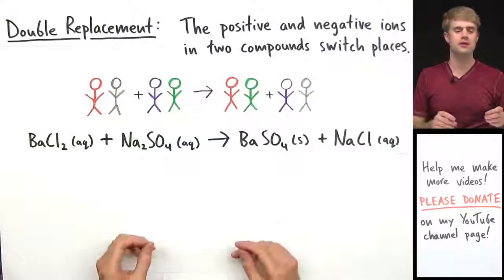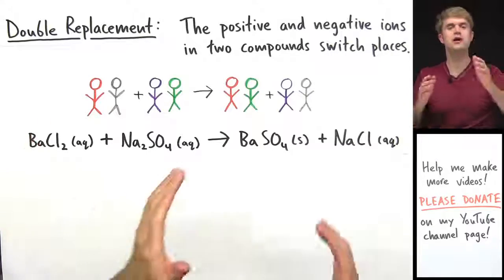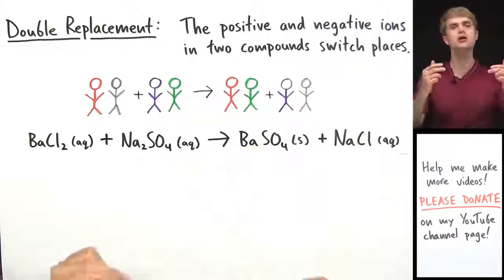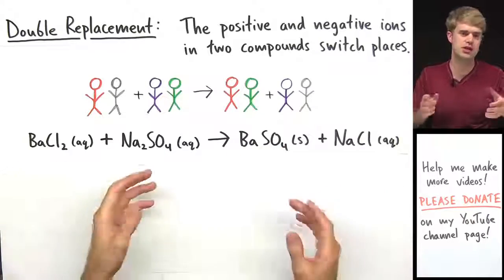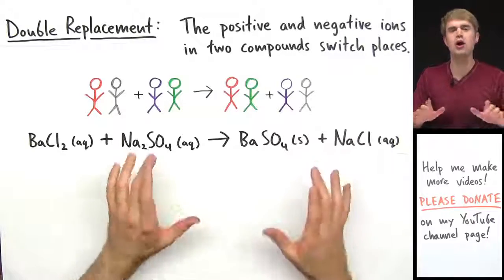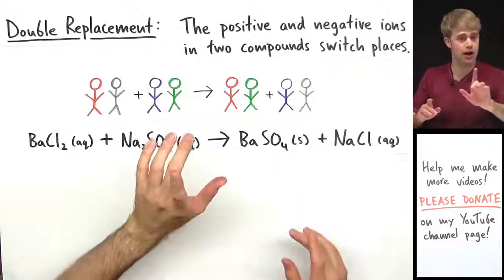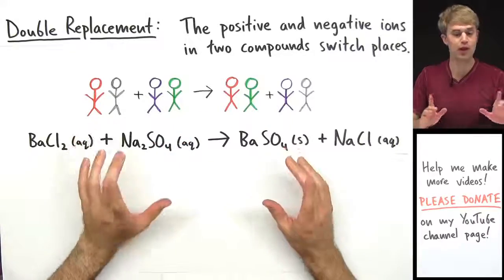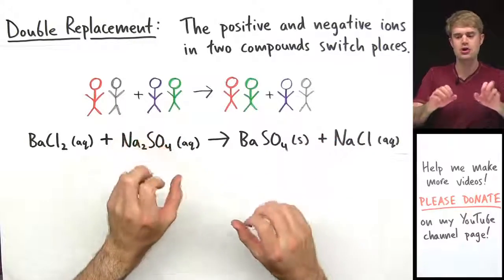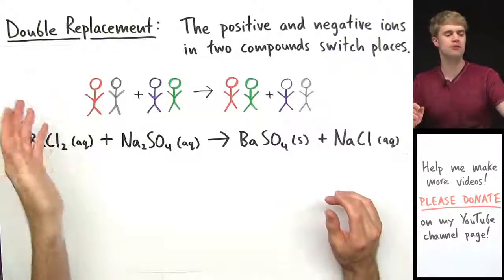So finally, here's the double replacement reaction. Now I should mention that single and double replacement reactions are sometimes also called single displacement and double displacement, just in case your teacher or textbook uses a different term for them. Okay, so double replacement reactions are not nearly as heartbreaking as single replacement reactions. Here's why. Because in a double replacement reaction, what happens is the positive and negative ions in two compounds just switch places. Nobody gets kicked out in a double replacement reaction.